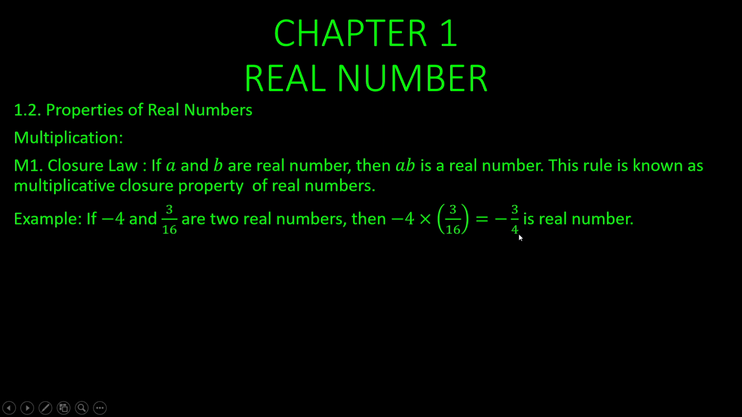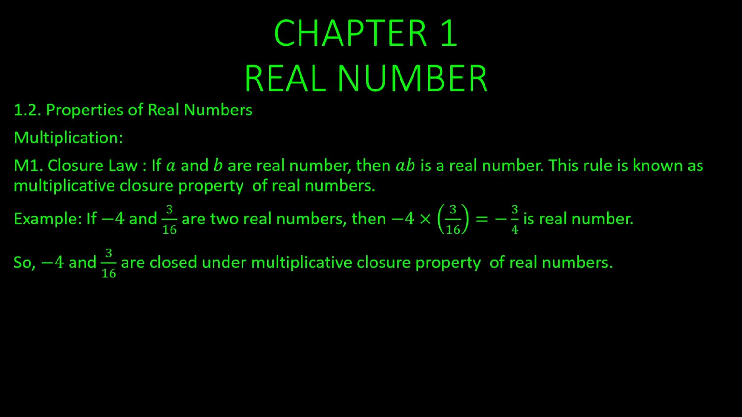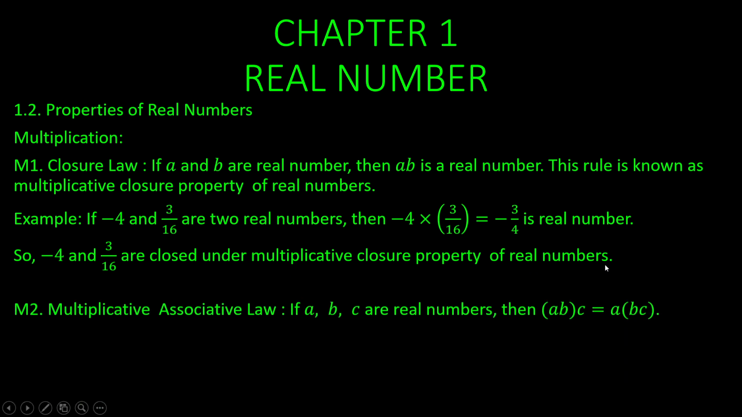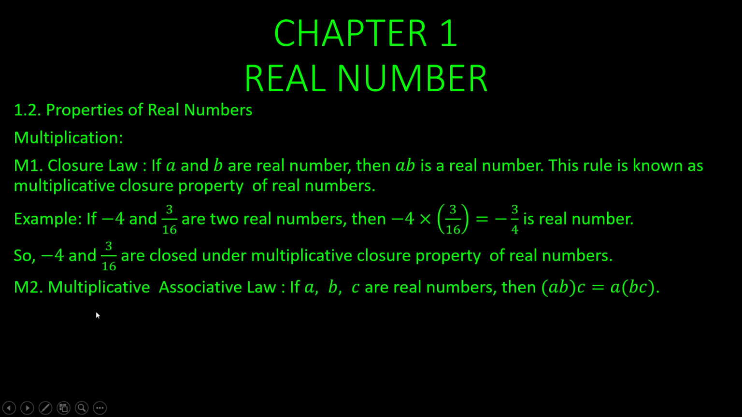For example, if minus 4 and 3/16 are two real numbers, then their product is minus 3/4, which is also a real number because the square of it is 9/16, which is a non-negative number. So we can say that minus 4 and 3/16 satisfy the multiplicative closure property of real numbers.